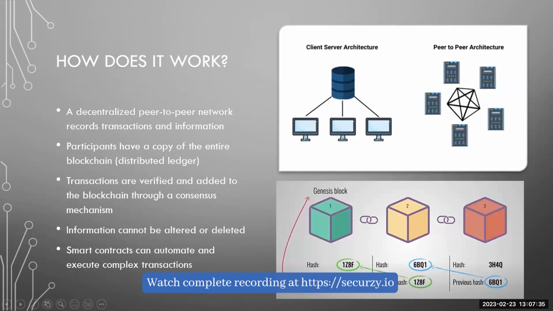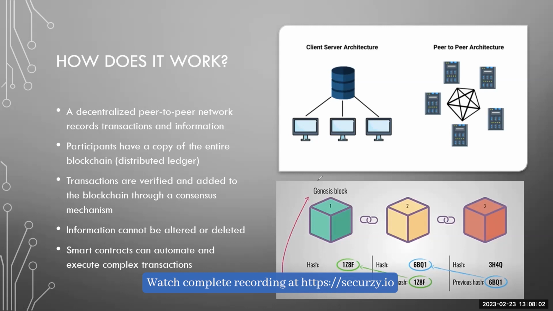So how does it work? When we talk about blockchain, we need to understand that blockchain is a digital ledger of transactions that is distributed across a network of computers. Each block in the chain contains a record of multiple transactions, and every time a new transaction is added, a new block is created and linked to the previous one.